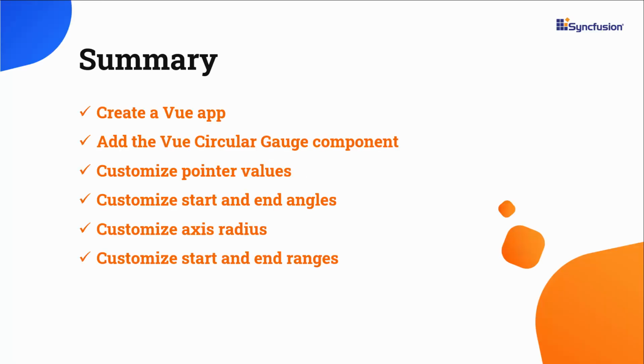In this video, I have shown you how to add the Syncfusion Circular Gauge component to a Vue application. I also showed you how to change the axis pointer value, start and end angles, axis radius, start and end ranges, and labels. If you want to try out the example used in this video, you can download it from the GitHub link in the description below.